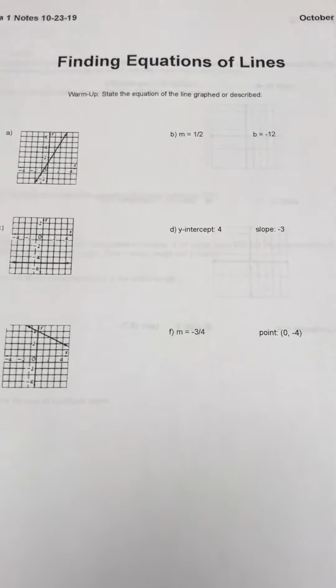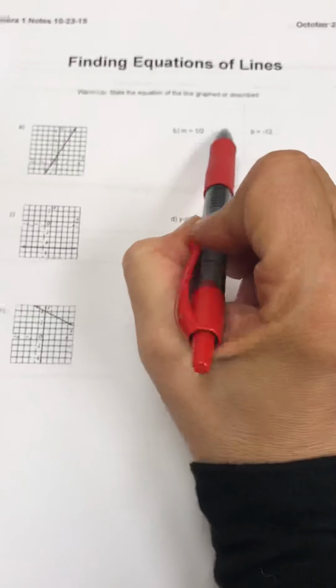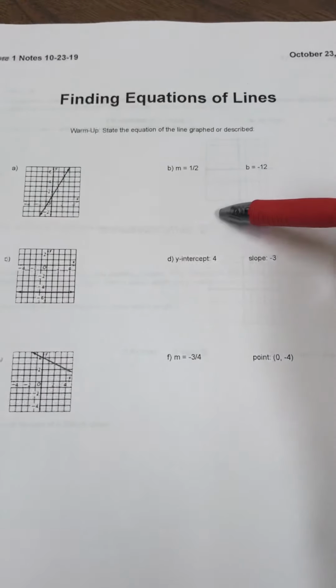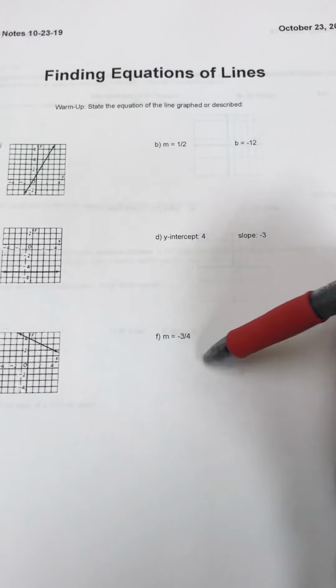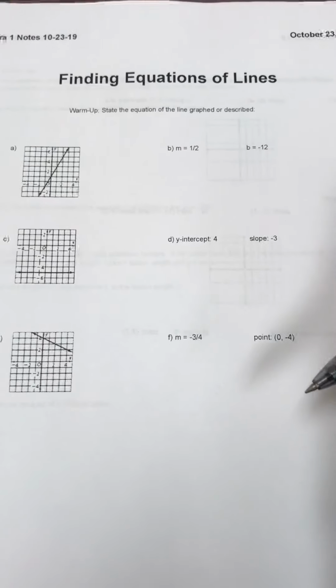This warm up is straight from a review from the ideas on your quiz yesterday. Will you look at each one of these graphs? Will you state the equation of the line graph? And we look at B, D, and F with the slope and y-intercept given in each. Will you go ahead and hit pause on the video, try to find these answers, and then come right back and unpause, and I'll go through the answers.